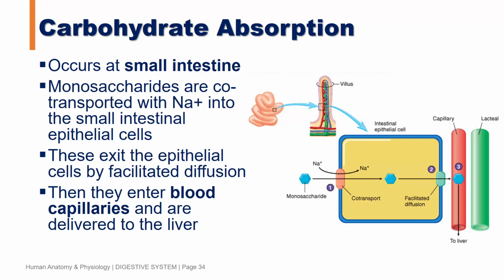Okay, from the photo here, number 1, you have your monosaccharide plus sodium ions. Then it moves through facilitated diffusion. And then it will enter the blood capillaries, which is the red tube here, and are delivered to the liver.